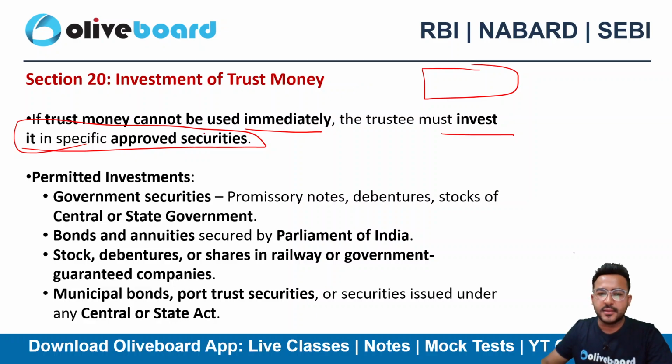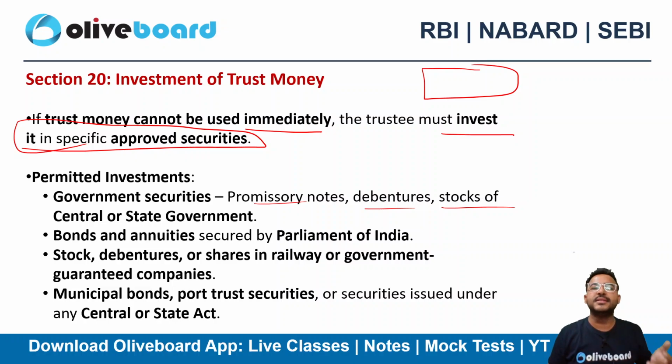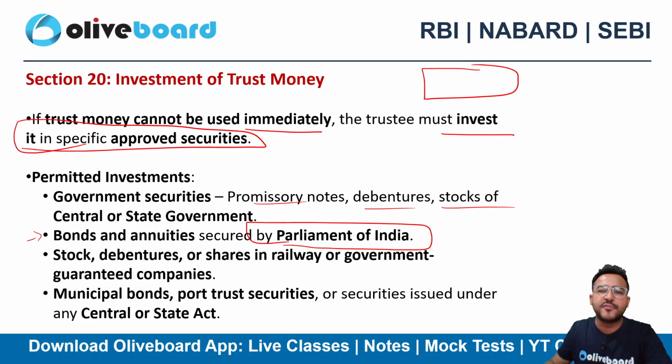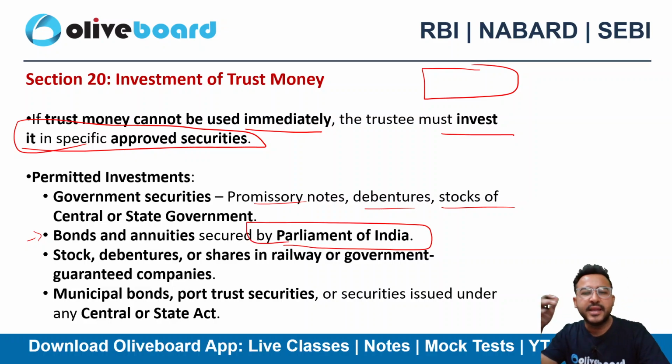A trustee can invest the money in the approved securities. What are approved securities? They can be government securities like promissory notes, debentures, stocks of the central government and state government. Why? Because they are considered secure. It's sovereign money, right? Government का money है, तो कोई टेंशन वाली बात नहीं है. Bonds and annuities secured by Parliament of India. Look at the level of security. They are highly rated bonds, right? They have a good credit rating because they are backed by the Government of India. Maybe it can be central, maybe it can be state government.